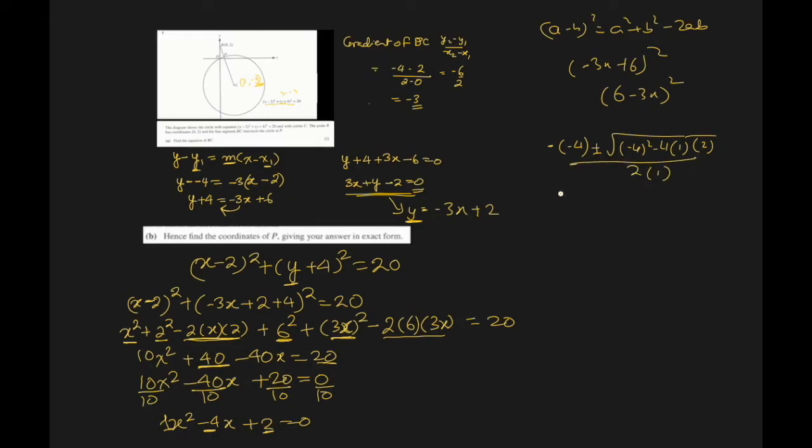So what will that be? 4 plus minus the square root of 16 minus 8 over 2. So what do we get? 4 plus minus square root 8 over 2. Square root 8 can be written as 2 square root 2, so 4 plus minus 2 square root 2.